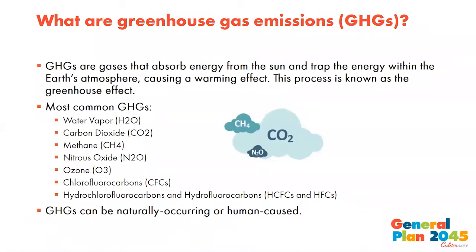GHGs are gases that absorb energy from the sun and trap that energy as heat in the Earth's atmosphere, creating the greenhouse effect. GHGs come in a variety of forms, both naturally occurring and human caused. Here's a list of the most common GHGs in our atmosphere.